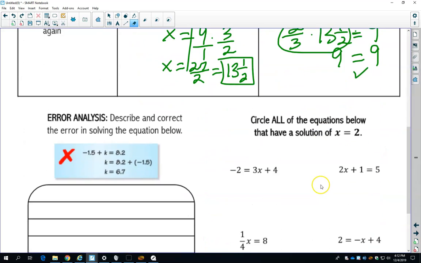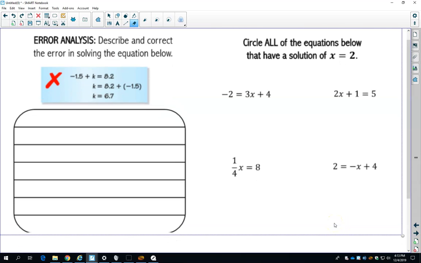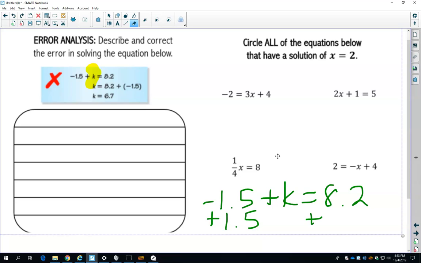All right, so let's move on to the error analysis here. So we're going to look and see what has been done, what the mistake is in that problem. And if you look at this, if we're adding here, the mistake is that when I'm going to do this problem, if I was doing this correctly, if I had negative 1.5, I'm just going to write it over here, plus k equals 8.2, the way we get rid of negative 1.5 is by adding a positive 1.5. So that's how you do it correctly.